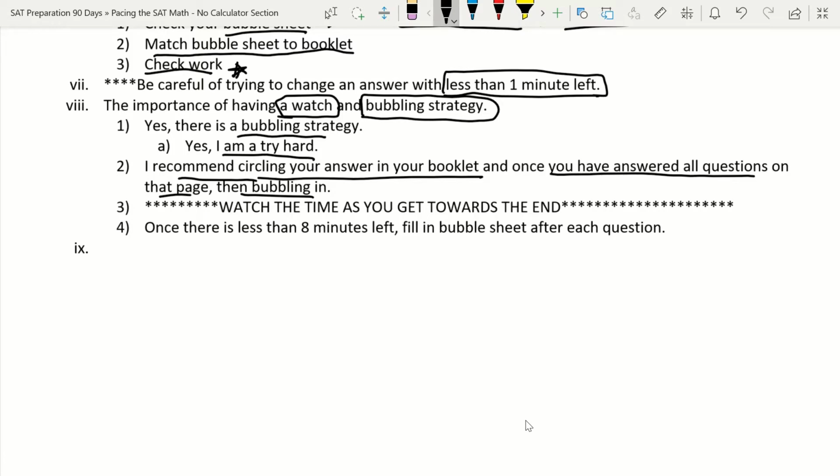All right, so watch the time as you get towards the end. Once there's less than 8 minutes left, make sure that you're filling in the bubble sheet after each question, right? So that bubbling strategy, use it till there's about 8 minutes left. Then at that point, make sure you're filling in the bubble sheet after each question, so that way you're not in a situation where you have 3 answers in your test booklet and you forget, and you run out of time and aren't able to put all 3 of those in your bubble sheet.